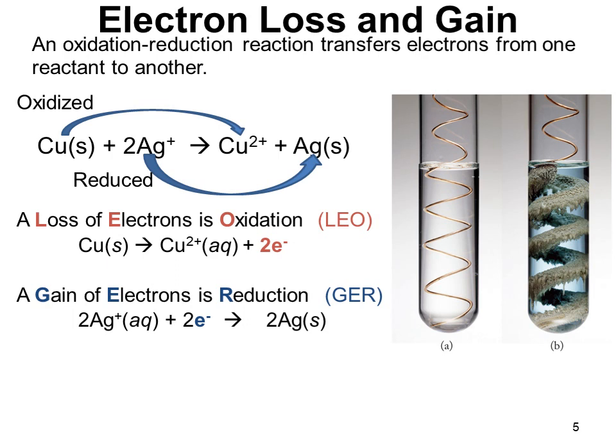Silver, on the other hand, is getting less positive as it becomes a metal, right? We can see that in the formula. Therefore, we say the charge is getting smaller. It is being reduced. I only talk about LEO GER afterwards because I think that's easier to follow. So now that we say, oh, copper's oxidized, therefore it's LEO. Silver is reduced, therefore it's GER.